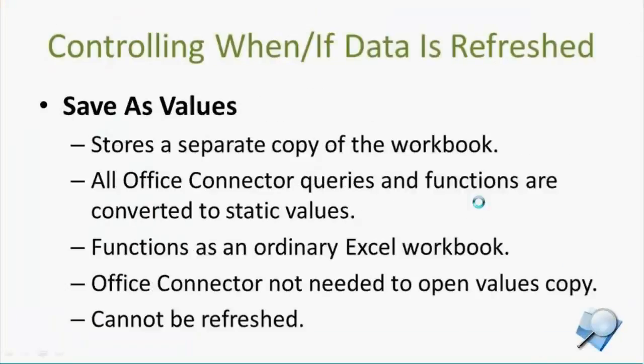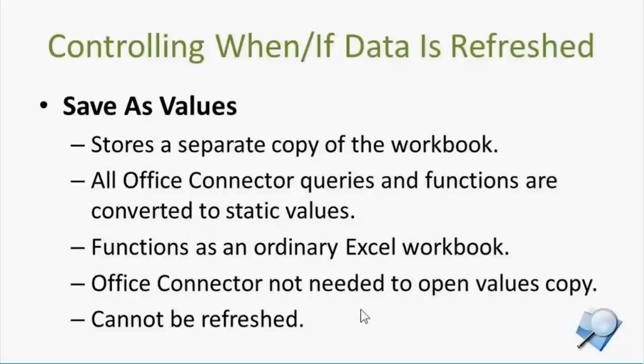Okay. All right. Then sort of the next part of that is saving it as values. And if you've used Office Connector before, I'm sure you're aware of this capability. Saving as values basically just says, hey, I want to turn this into an ordinary Excel workbook. No connectivity to Sage, no ability to refresh the data anymore. Anything that was an Office Connector function is now converted to a static value.